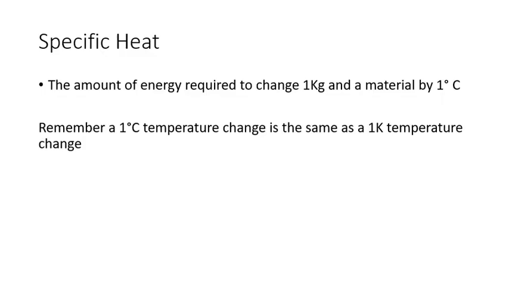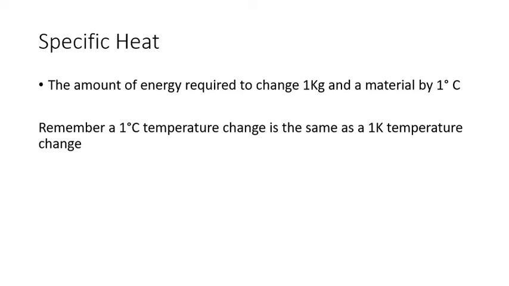Well, the specific heat is the amount of energy required to change 1 kilogram of a material by 1 degree Celsius. Remember, a 1 degree Celsius temperature change is the same as a 1 Kelvin temperature change. And again, if you want to look at temperature scales, you should. They're on the website. So specific heat is a measurement of how much energy it takes to change 1 kilogram of material by 1 degree Celsius.